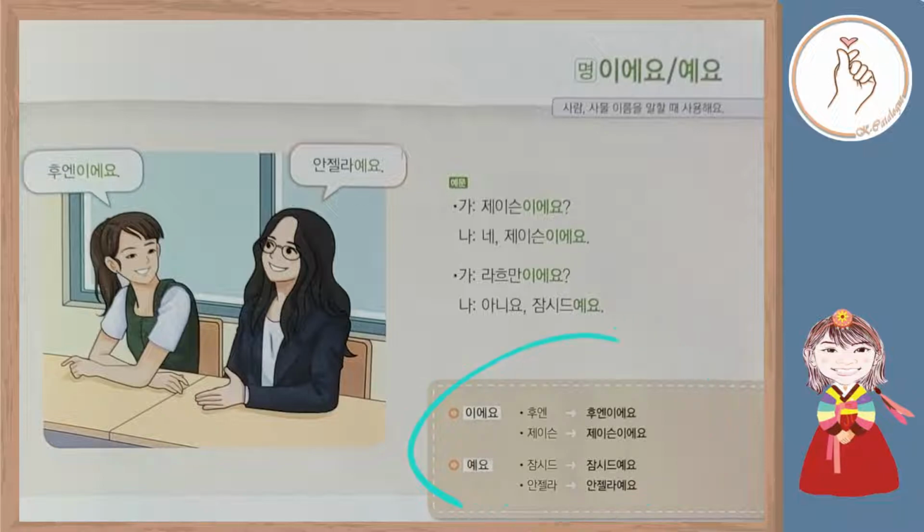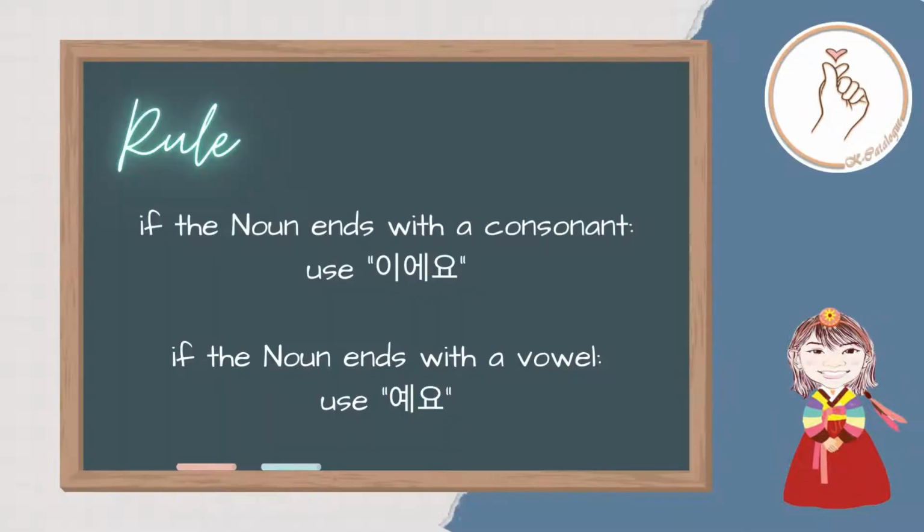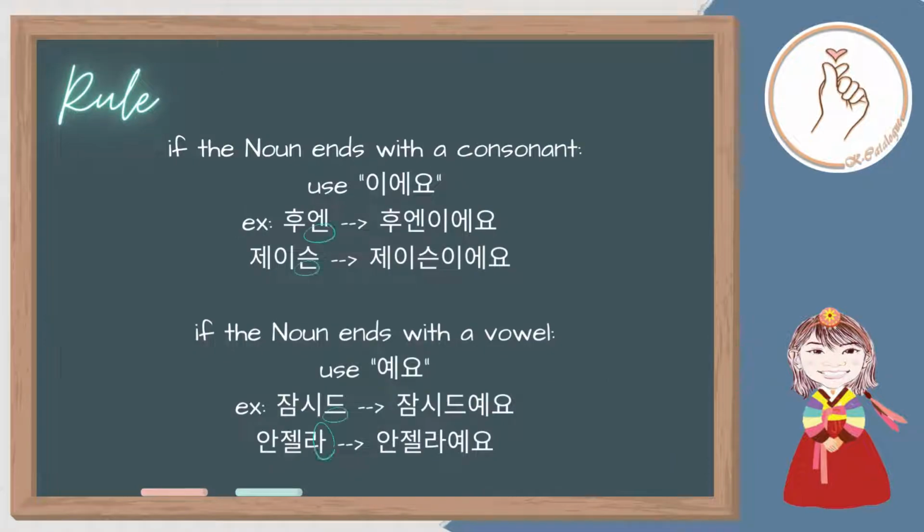So pag binasa mo siya ng mabilis, Huen ieyo, Jason ieyo. And then si yeyo naman kay Jamshid and kay Angela. So Jamshid yeyo, Angela yeyo. So the rule is if the noun ends with a consonant, we use ieyo. And if the noun ends with a vowel, then we use yeyo. Balikan natin yung example names natin kanina, si Huen at saka si Jason. So both of their names end with the consonant niyun. That's why ieyo yung ginamit.